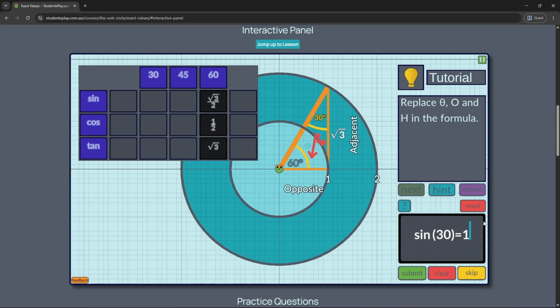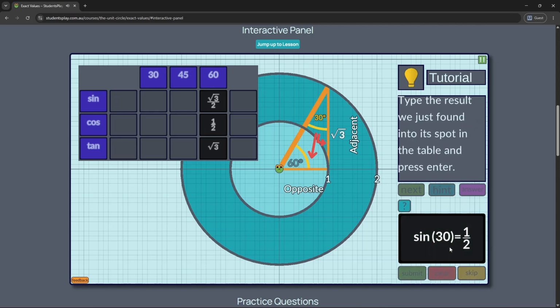Hang on. Okay, this is a great time to use the reset button here. So before I started messing with it, what do we have? Oh, I put the adjacent on the bottom instead of, I should have had the hypotenuse. My bad. So sine 30, opposite is 1, hypotenuse is 2. There we go. Type the result we just found into its spot in the table and press enter. Okay, 1 over 2. Oh, what the heck did I just type? 1/2. There we go. Awesome.